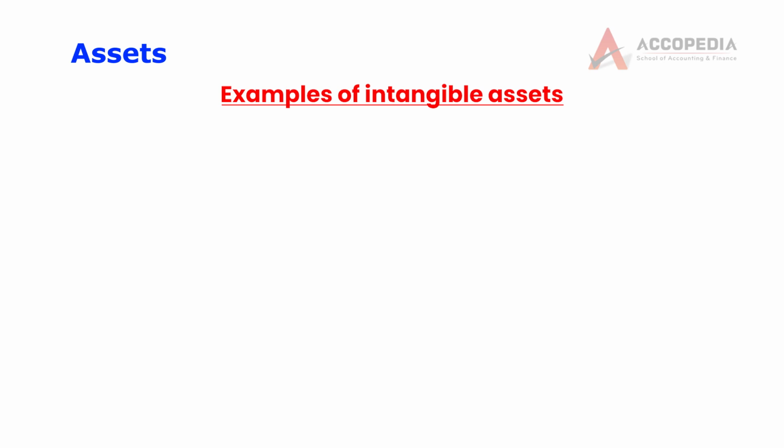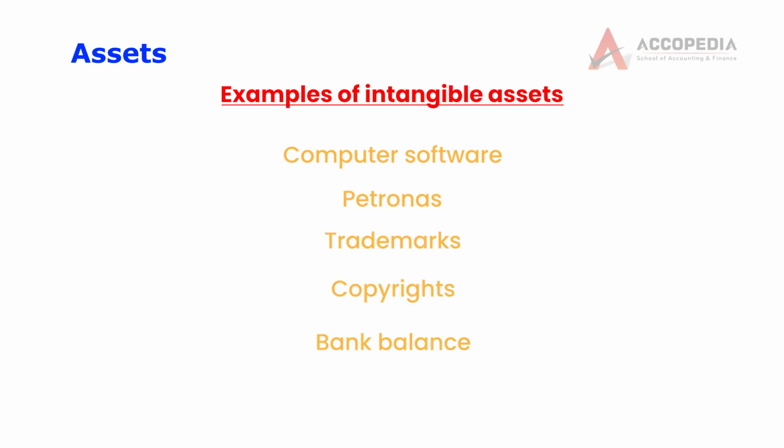Intangible assets are also properties of the organization, but they do not have a physical presence. You cannot see or touch them. But nevertheless, they also have value and they also generate income for the company and they are used by the company. Examples of intangible assets are software, patents, trademarks, copyrights, bank balance. These are some of the examples of intangible assets. Both tangible and intangible assets provide value to the company and they are displayed in the financial statements.